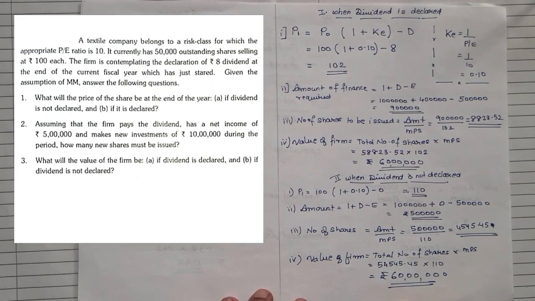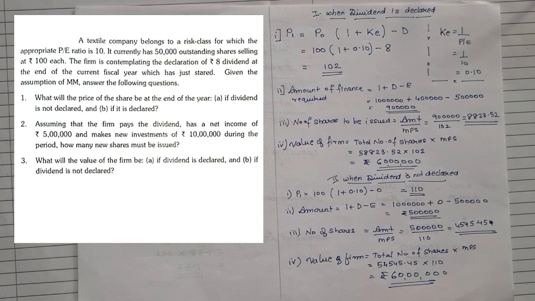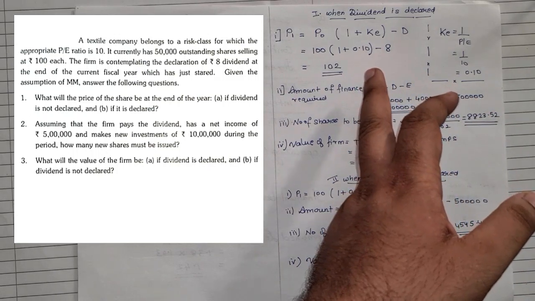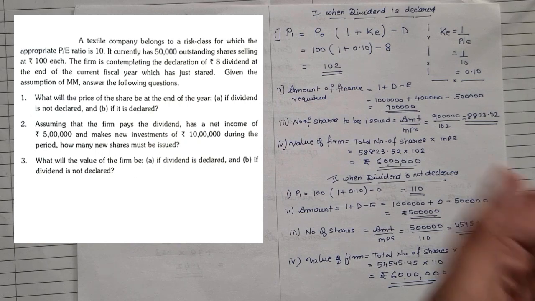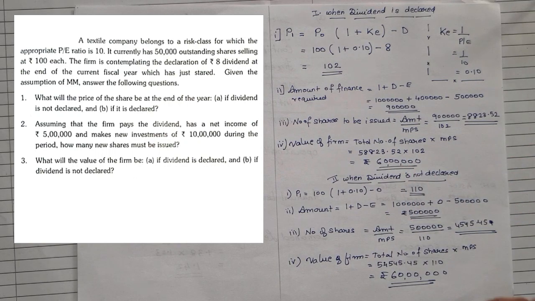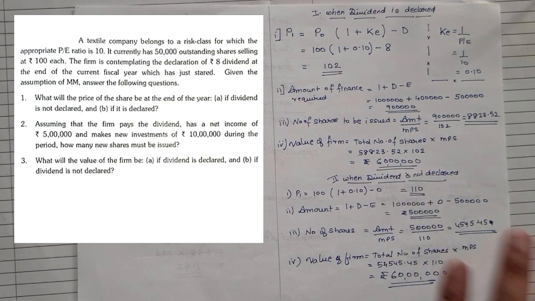So in both the cases, the value of the firm was 60 lakhs rupees. So this is like a full-fledged question where in Modigliani Miller, they can ask you to find the value of the share when dividend is declared, find the new number of shares required to be issued, and the value of the firm. And in the second part they can tell you to find the same things when dividend is not declared.